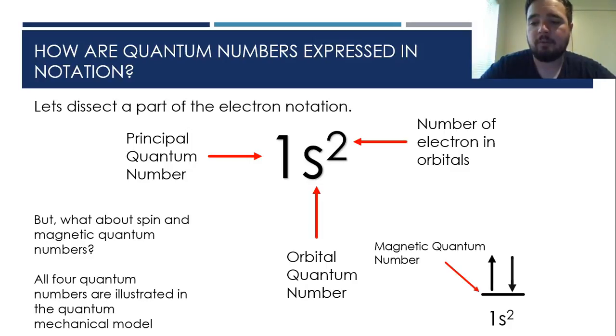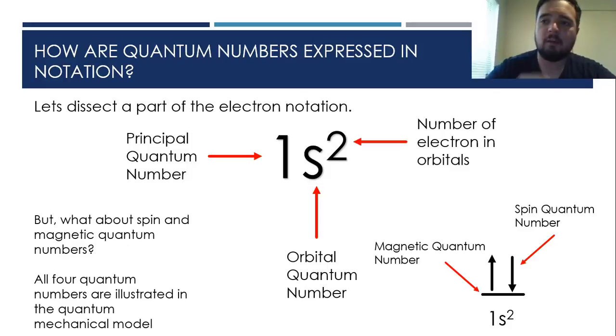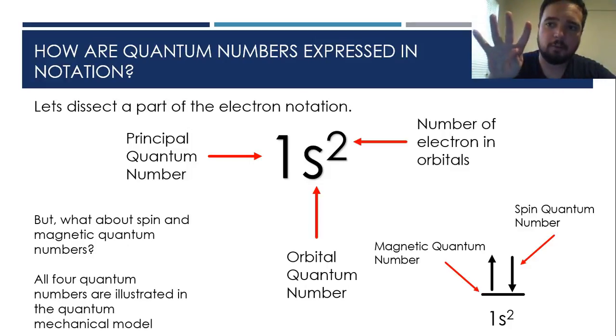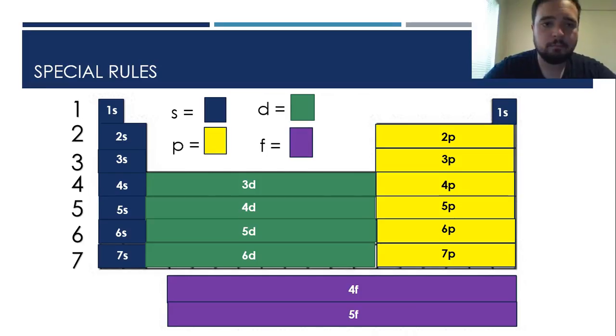The spin number is represented by the electrons that are in that orbital. So since there are 2 electrons occupying it, they have to be of opposite spin. One's going to be a positive 1/2, and the other one's going to be a negative 1/2, because one's clockwise and the other one's counterclockwise. And the addition of those 2 creates the spin quantum number, which in this case is 0. So the quantum mechanical model actually demonstrates all 4 quantum numbers at the same time.